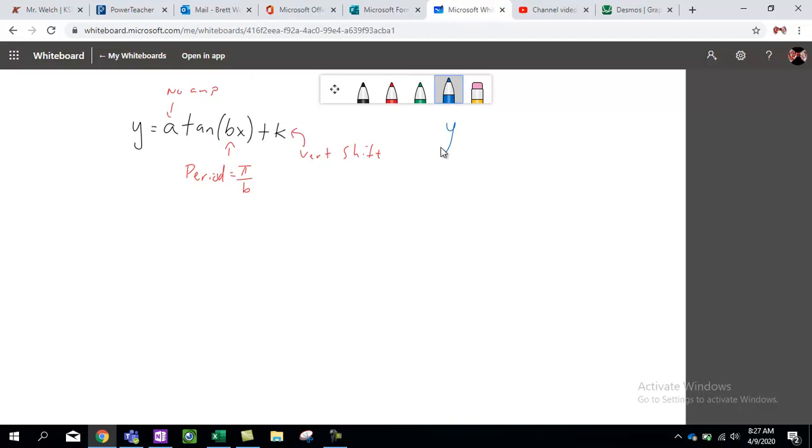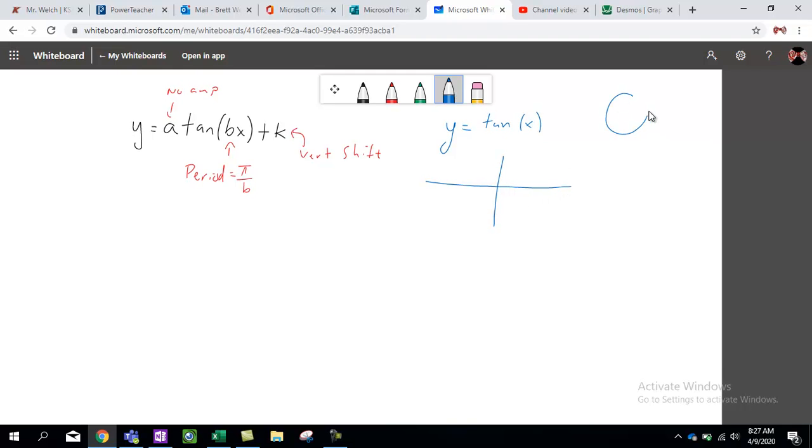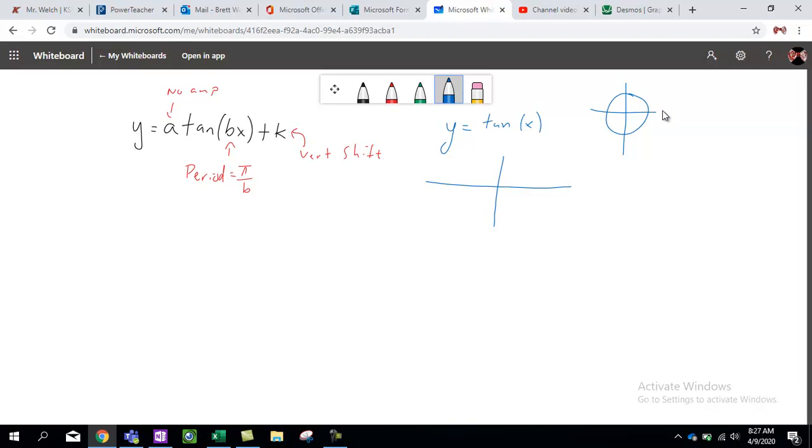But I'm going to start with the most basic one. y equals the tangent of x. In this graph, first thing we have to understand is we go back to that unit circle idea. The tangent over here, because it's y over x, this is the point 1, 0, the tangent would be 0. Up here, the tangent is undefined. Here it's 0, and here it's undefined. But we're going to complete the cycle in just half the rotation.